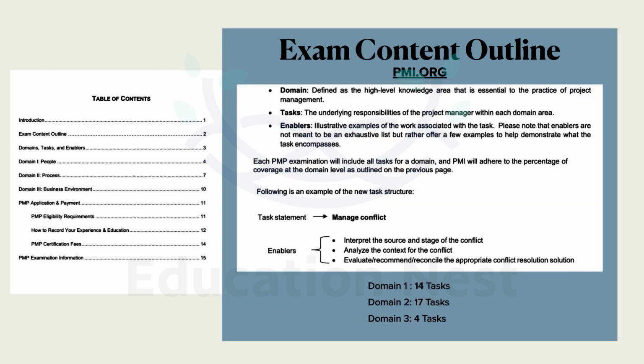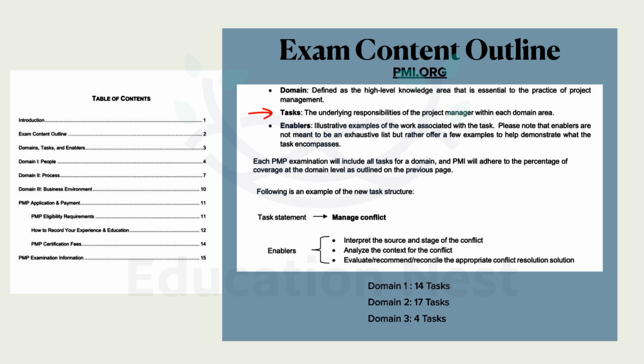Here we can see PMI explaining what the domains, tasks, and enablers actually mean. Domains are designated as high-level knowledge areas. In PMBOK Guide 6, we have 10 knowledge areas. So they have boiled down these 10 knowledge areas to just 3 now. The content is still the same, so no deletion has happened. It's just the grouping that has changed.